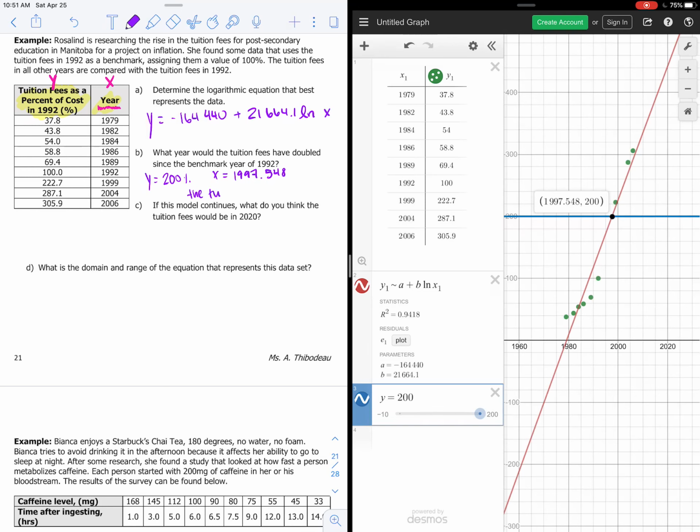So that would have happened. The tuition fees doubled in 1997. Right, I realize it's 1997.548. Usually you'd think, oh, round up, but that happens within the year 1997.